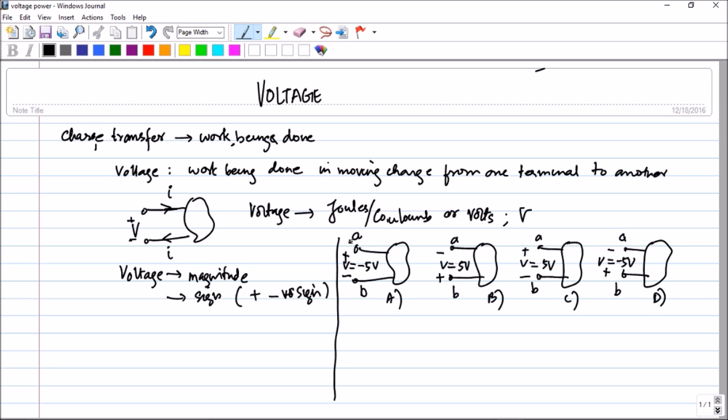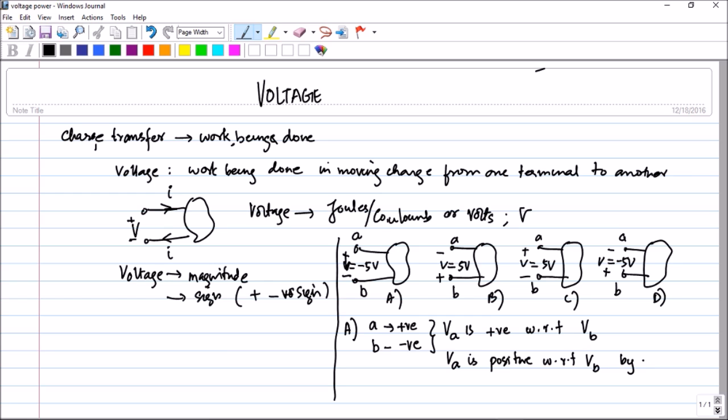Alright, now what does this terminal mean? You can clearly see that the V has its positive and negative terminal, and in case number 1, A is having the positive terminal and B has the negative. What does this mean? This means that the potential at VA is positive with respect to the potential at B. Okay. Now, what does that mean? VA is positive with respect to VB by minus 5 volt.